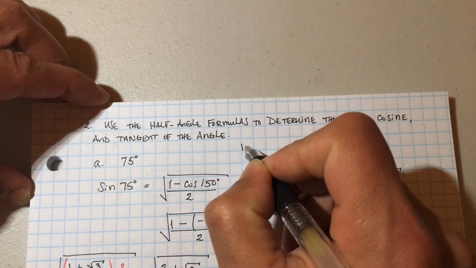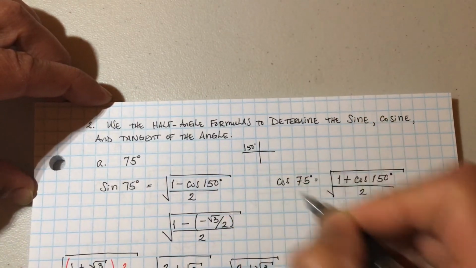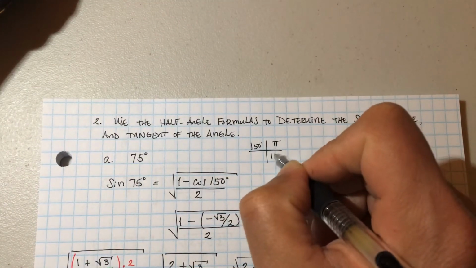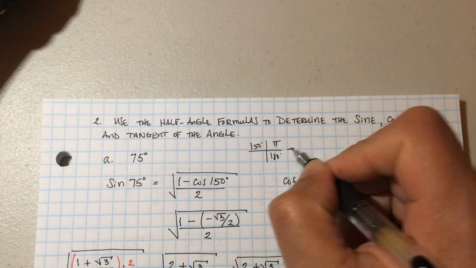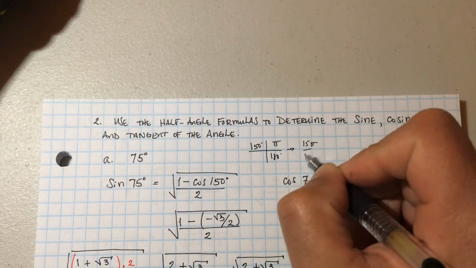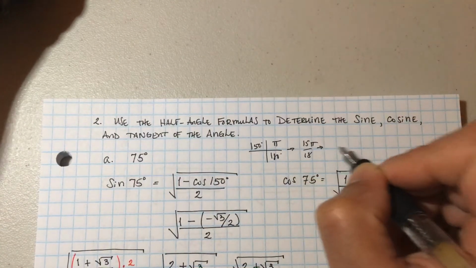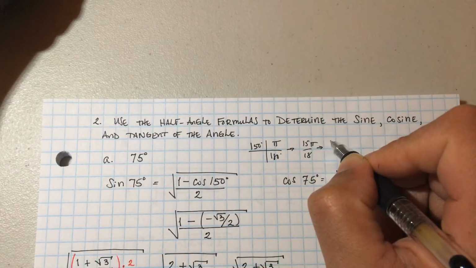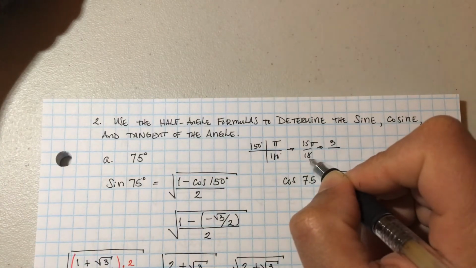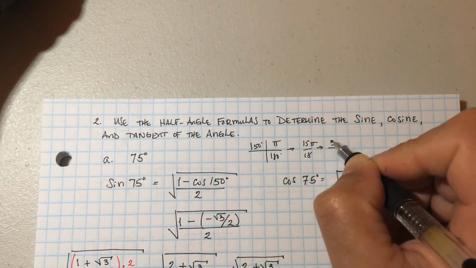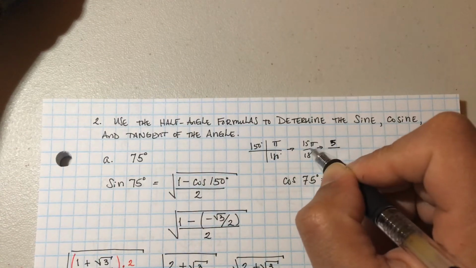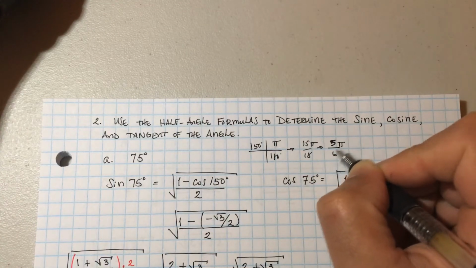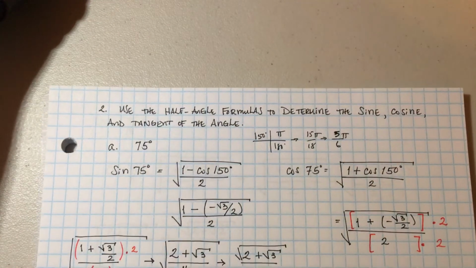If you're not used to it, 150 degrees, change it into radians. So let's see, pi over here, 180 over here. That's going to give you 15 pi over 18. Divide both sides by 5. Oh no, I can't divide by 5, I got it by 3, sorry. 15 divided by 3 is 5. 18 divided by 3 is 6. 5 pi over 6.